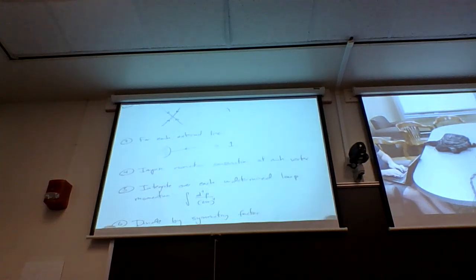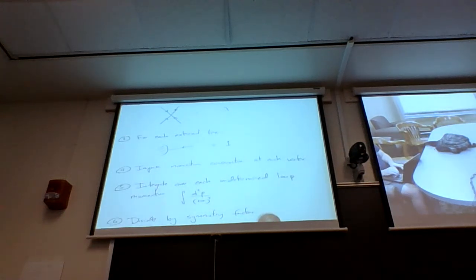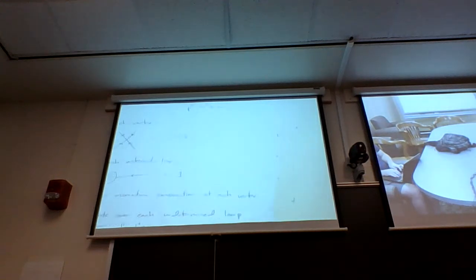Okay? And then just some other rules. You have to impose momentum conservation at each vertex. So when you're writing your diagram down, you integrate over any undetermined loop momentum, and then finally divide by a symmetry factor. Like we said, the symmetry factors are rare, but they do come in every once in a while. Okay? So that's it for phi to the fourth theory.